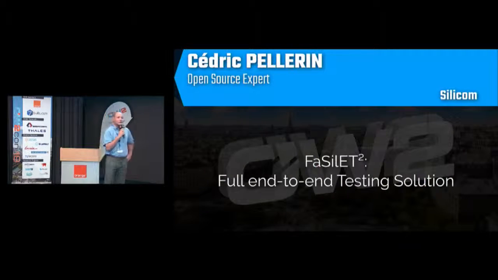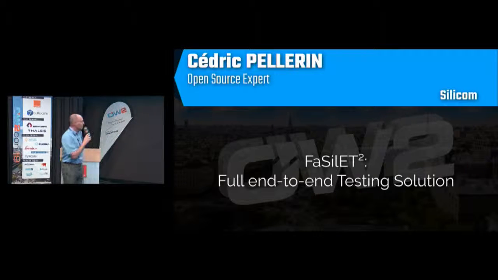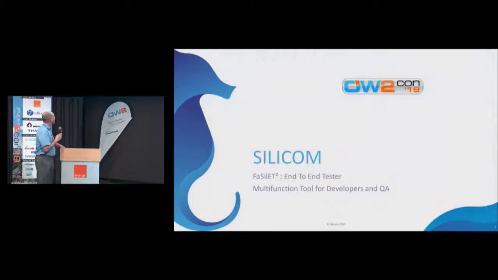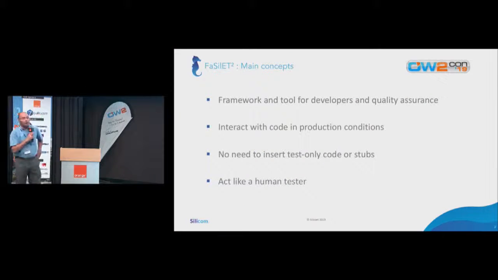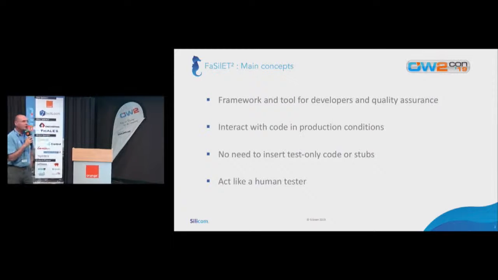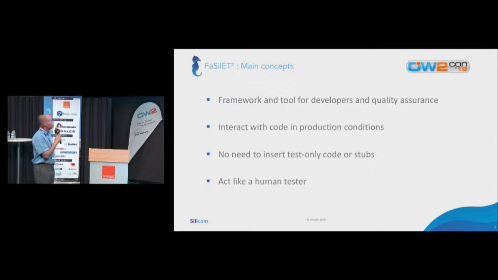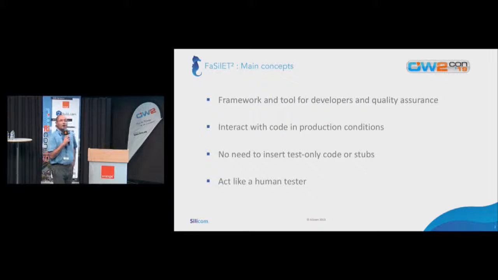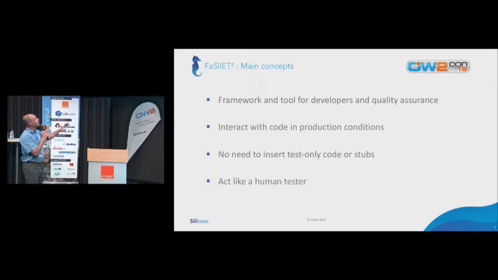And I would like to introduce you tonight our new end-to-end testing system, which is called FaSilET². We focused on 4 main points while developing this. First one is to have a framework and tools for developers and for quality assurance.